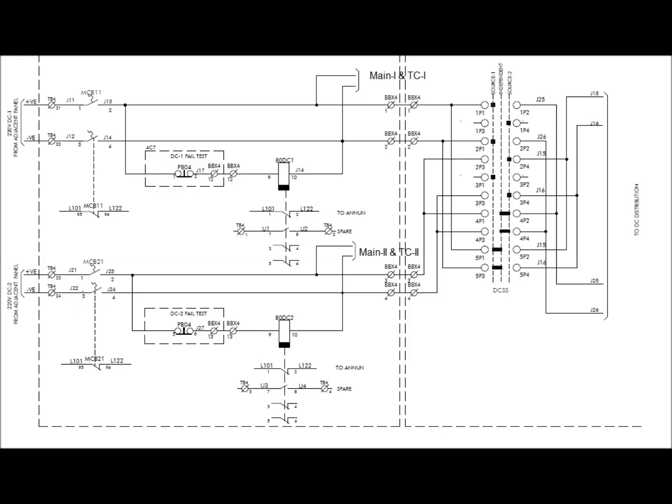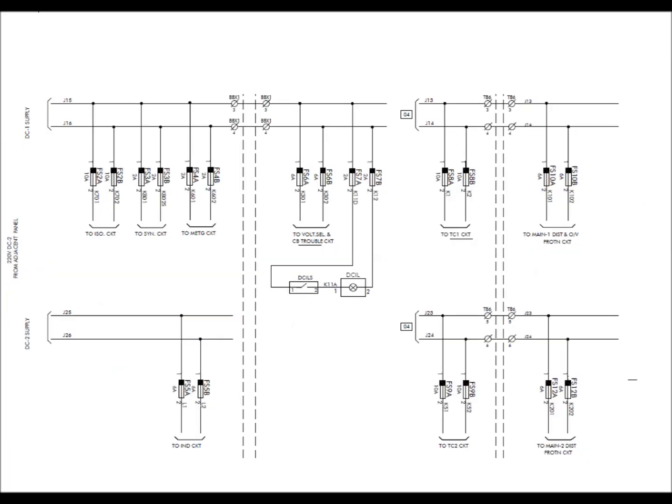On the right hand side, there exists a DC selector switch. Via this selector switch, we can change from the DC1 to the DC2 source as shown in this diagram. The function of the selector switch will be discussed later on. Here you can see J15 and J16, which after the selection of the DC selector switch are taken to the isolator circuit, synchronous circuit, and also the metering circuit and CB travel circuit.